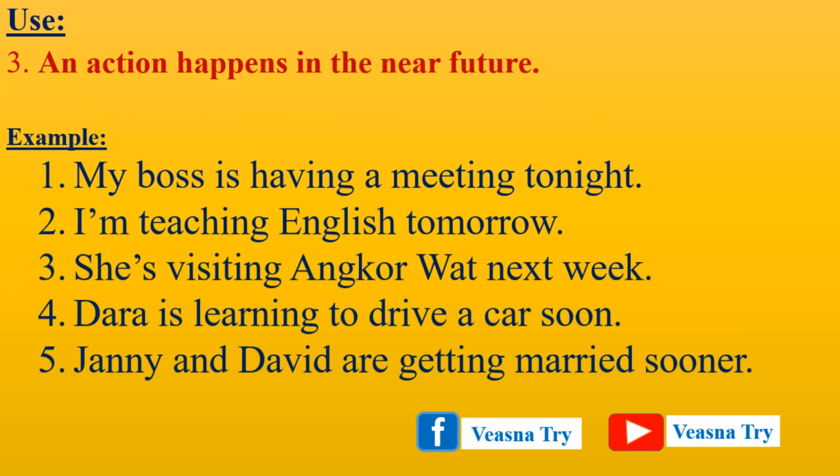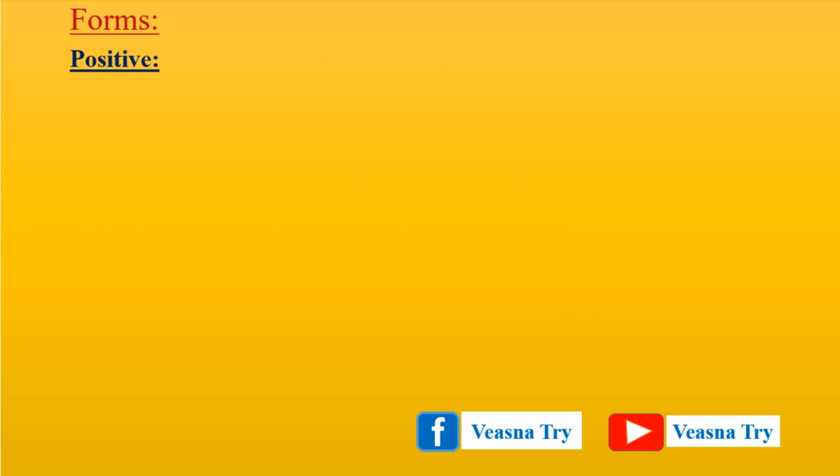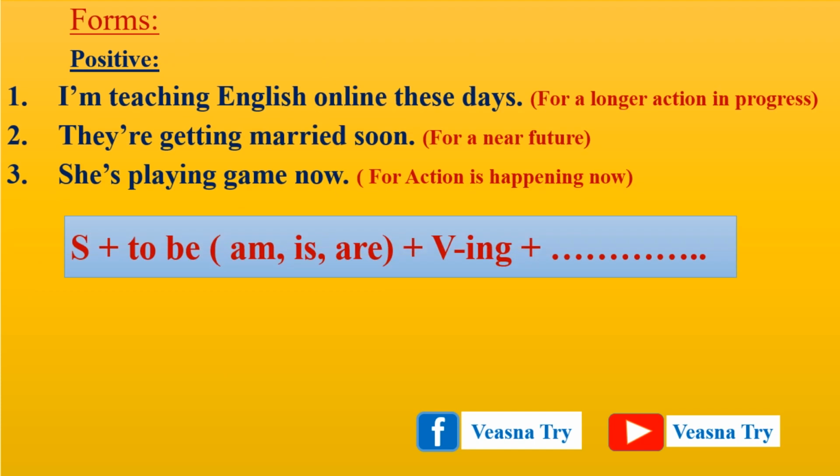So after you have learned with me about the three usages of present continuous tense, so let's go on to see the form. Okay, so the first form we are going to study about is the positive form. So let's see together. Like number one, I'm teaching English online these days. Number two, they are getting married soon. Number three, she's playing games now.